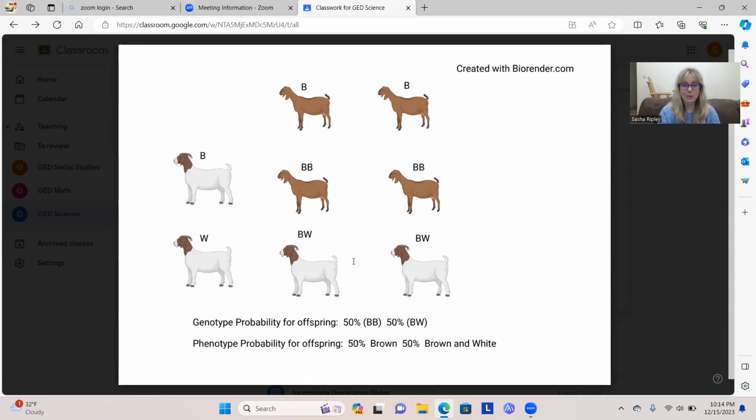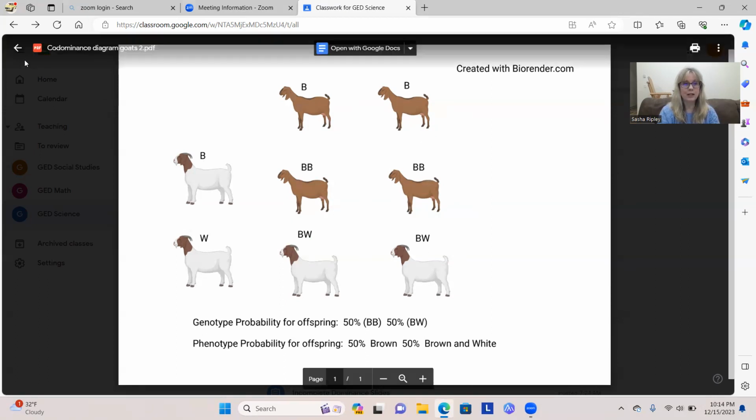What is the phenotype probability for offspring here? I have 50% brown goats, and 50% brown and white goats. All right, let's take a look at one more diagram.